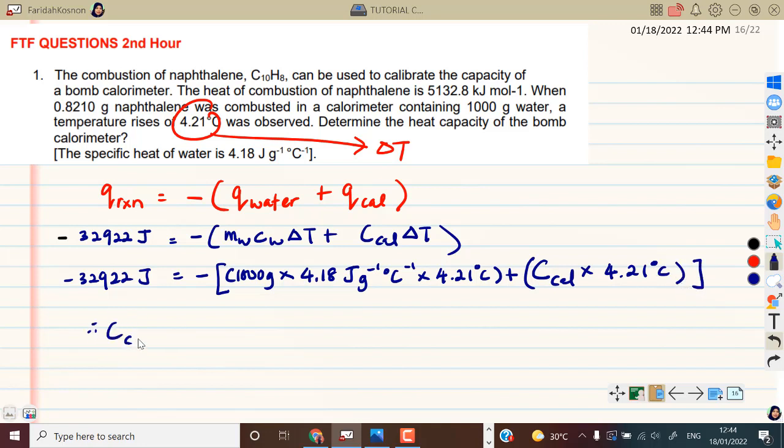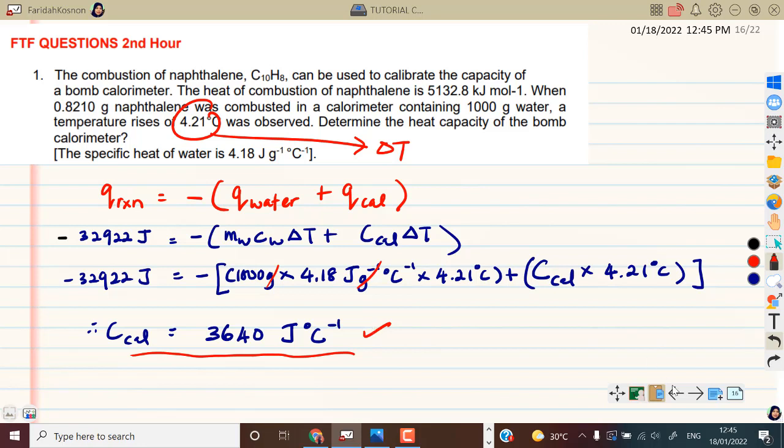You will get the heat capacity of the calorimeter, which should be about 3640. The unit must be correct: joule per degree Celsius, because gram and per gram cancel out. So, you must give the correct answer with the correct unit, class? This is actually face to face question number 1.